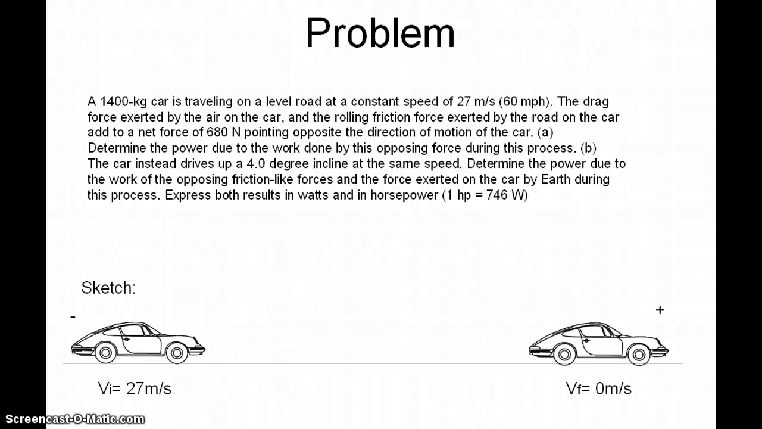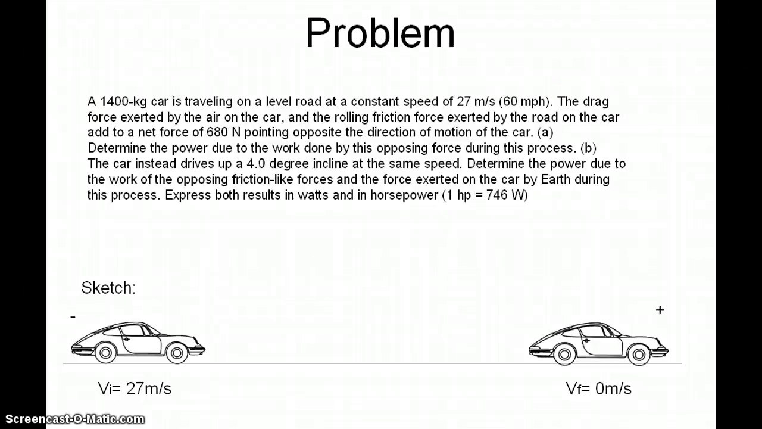Hey guys, I'm going to do problem number 6 from the energy worksheet, and the problem reads: a 1400 kilogram car is traveling on a level road at a constant speed of 27 meters per second, or 60 miles per hour. The drag force exerted by the air on the car and the rolling friction force exerted by the road on the car add to a net force of 680 newtons pointing opposite the direction of motion of the car. A. Determine the power due to the work done by this opposing force during this process.